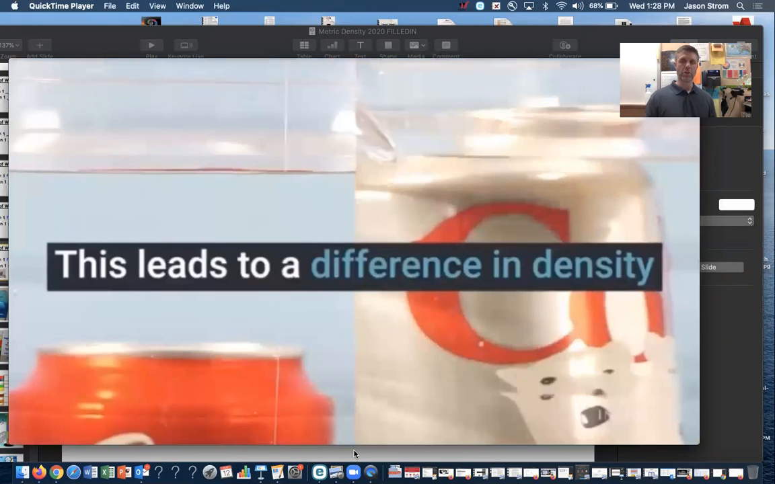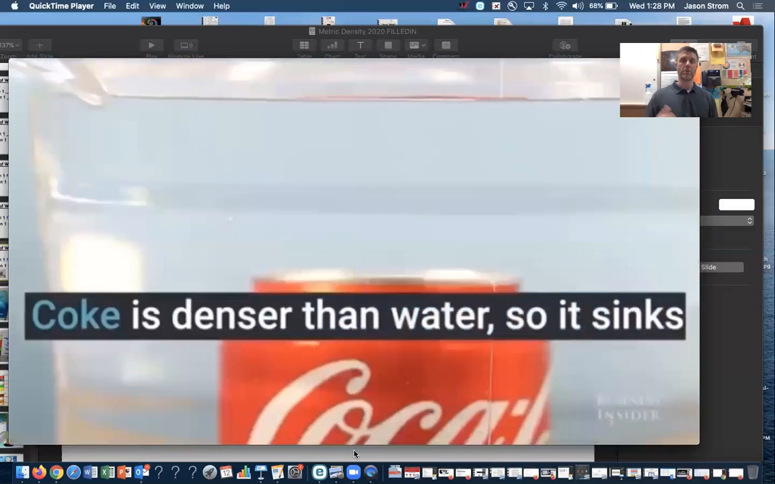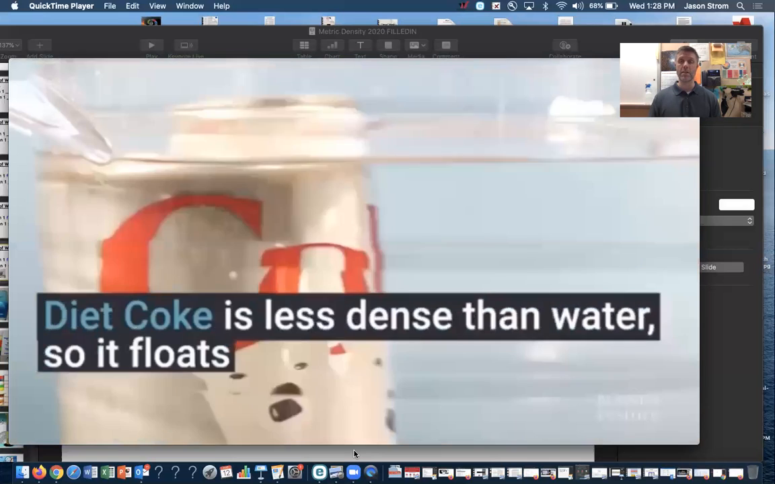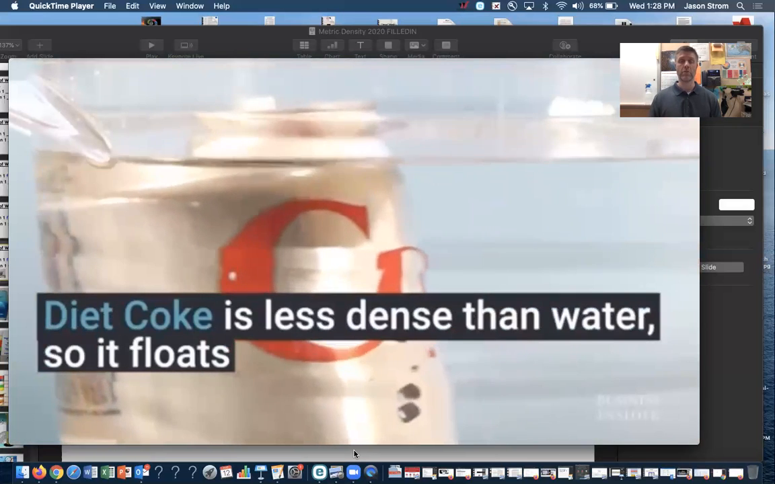So because of all the sugar in it, it makes it more dense, so it sinks, and then the diet version doesn't have all the sugar in it, so it's less dense, so it floats.